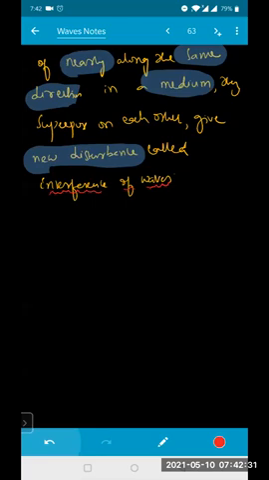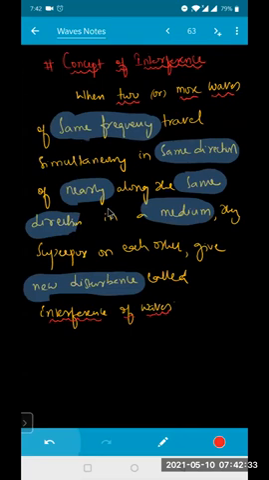Okay, let's go. So I hope everyone is clear about this. Interference of waves: when two or more waves of the same frequency travel simultaneously in the same or nearly the same direction in your medium, they superimpose on each other to give a new disturbance, which we call interference. Is that clear for everyone? The definition is clear for everyone? Yes, sir.